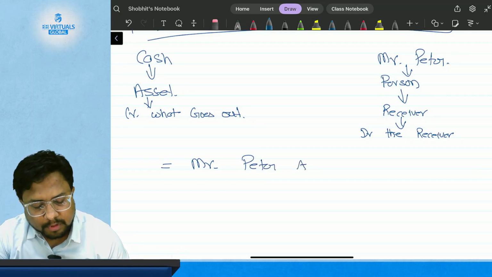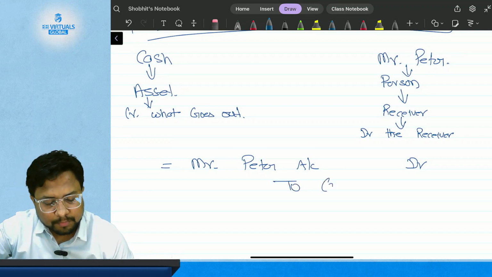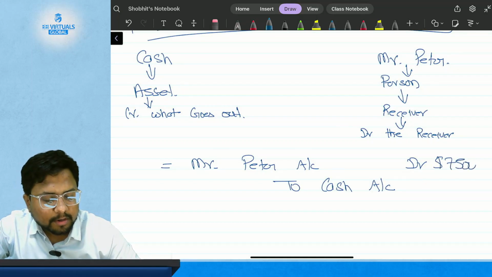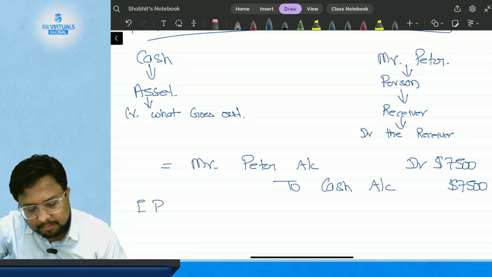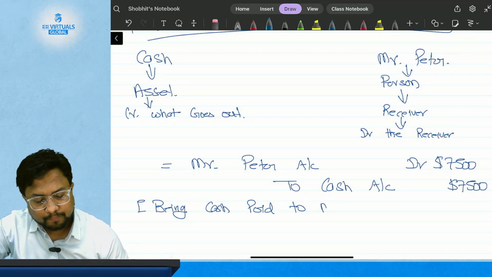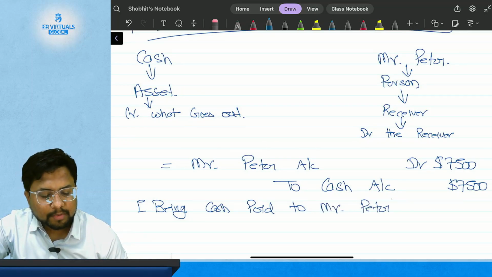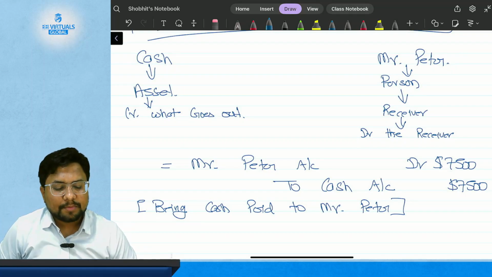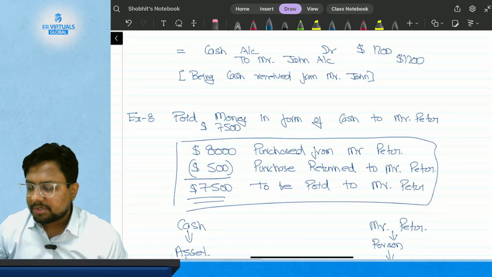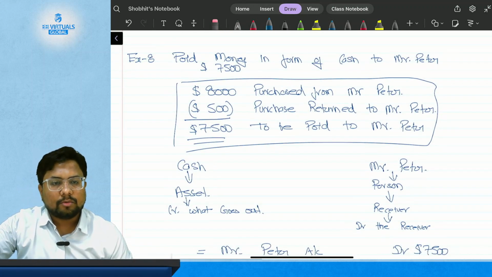Peter account debited to cash account, $7,500, and the narration will be: cash paid to Mr. Peter. Okay, so this is the eighth example or eighth illustration regarding applying three golden rules in various types of business transactions.